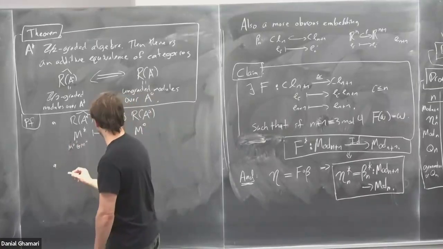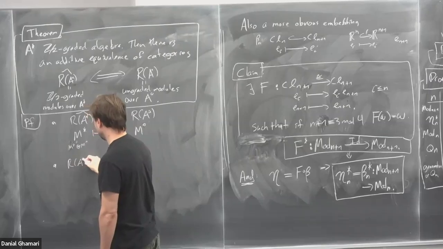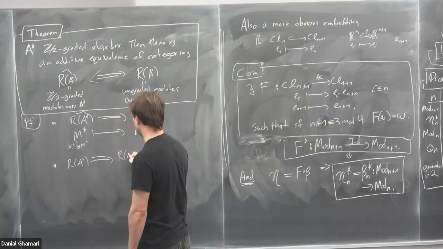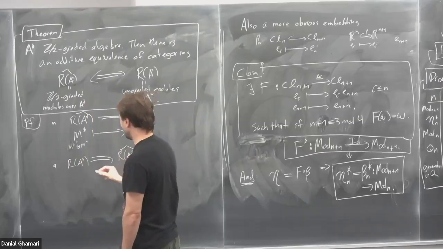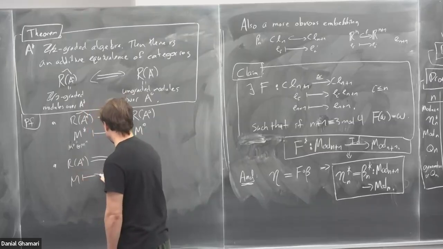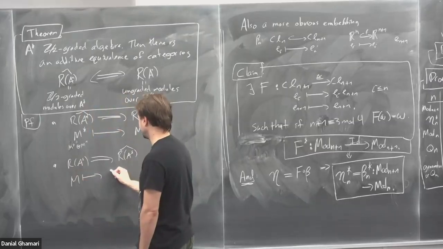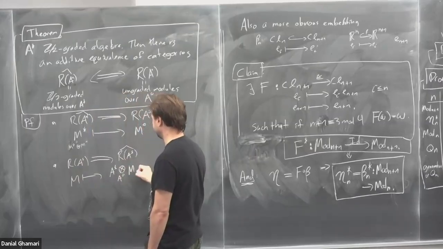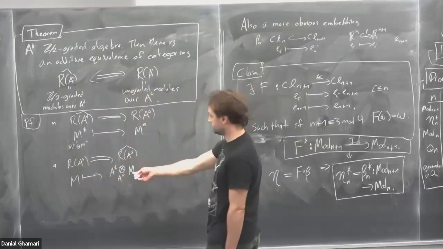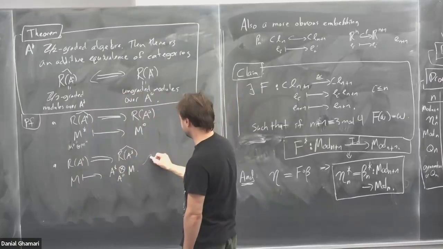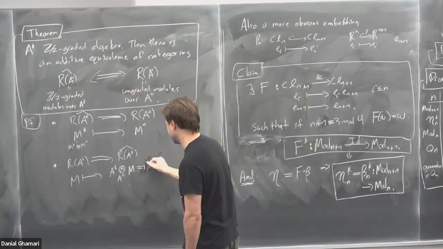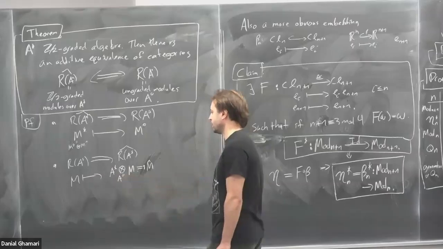The other way is a little trickier. So you have a module over the even part of your Z2 graded algebra. You upgrade it to a Z2 graded module by tensoring with A over the even part. So this is a Z2 graded module, and I'm going to give this a name. I'm going to call it M hat, since I'm writing this expression a lot.